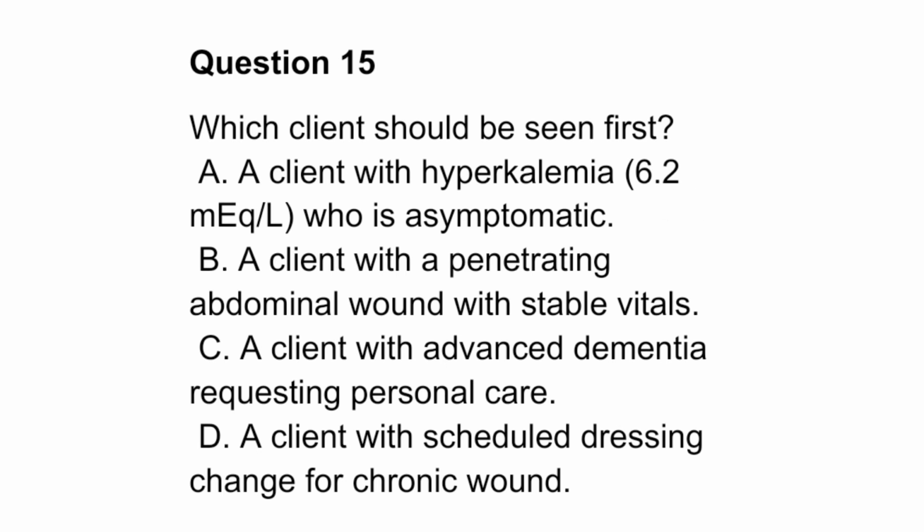Question 15. Which client should be seen first? A. A client with hyperkalemia, 6.2 milliequivalents per liter, who is asymptomatic. B. A client with a penetrating abdominal wound with stable vitals. C. A client with advanced dementia requesting personal care. D. A client with scheduled dressing change for chronic wound.